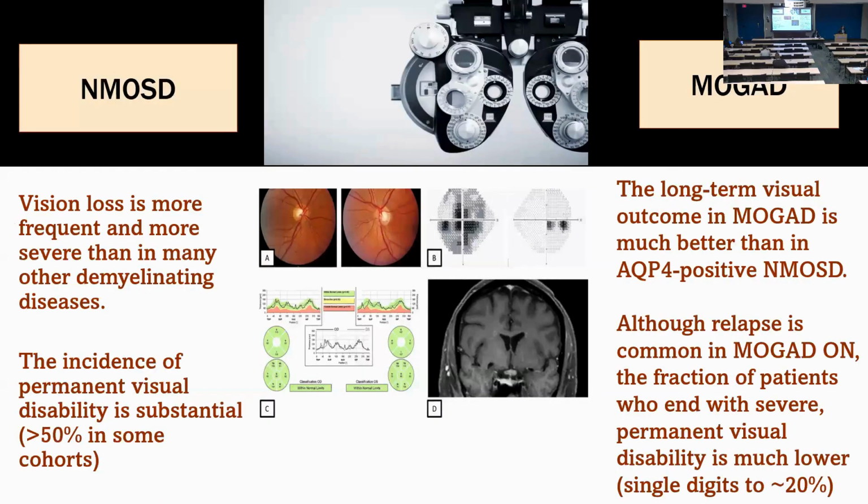As we know, vision loss is more severe and frequent in NMOSD as compared to other demyelinating conditions. The incidence of visual disability is about 50% at 5 years in the NMOSD population. In MOG-associated disease, there is better long-term visual recovery as compared to aquaporin 4 positive NMOSD. And although relapses may be more frequent in MOG-associated disease, the fraction of patients that end up with severe visual disability is much lower, in the single digits.